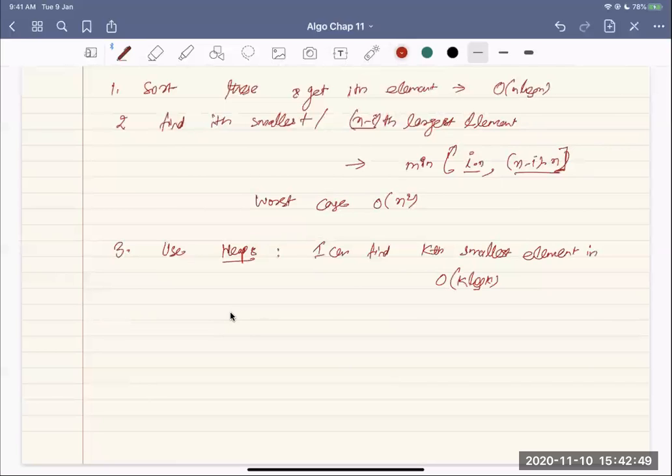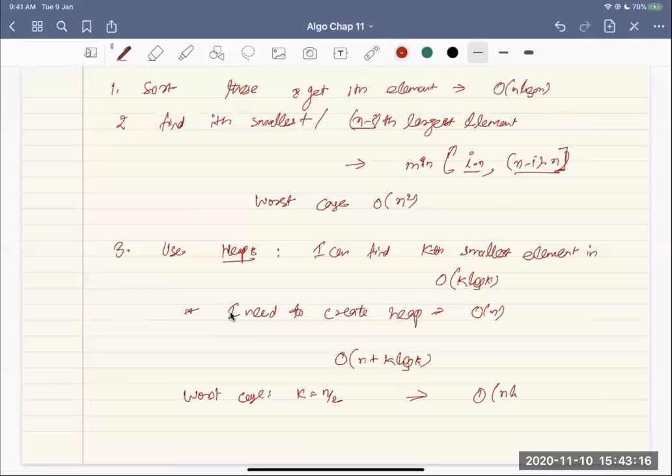The catch is that I am just given the elements, so I have to create a heap. That will be O(n), and then find the kth largest, so this will be O(n + k log k). Fine, for small k this is okay. But in the worst case, say k is equal to n by 2, this will again be order n log n. So for small k it is fine, but for large k this is anyway going to be n log n.